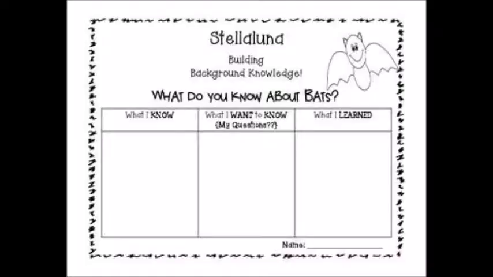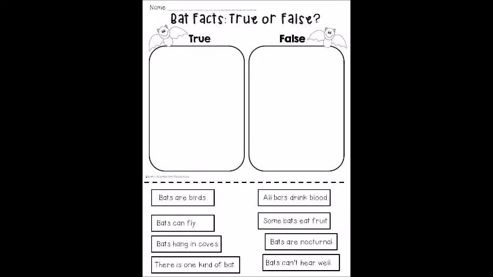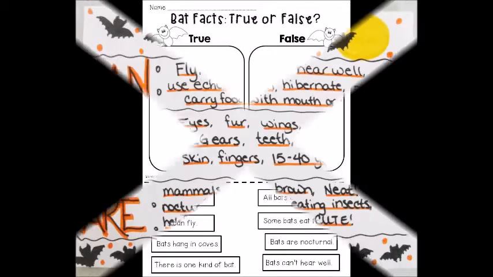Once you're done reading the book, you can do this worksheet. It's what do you know about bats? It's what they know, what they've learned, and what they want to know. There's also a true and false worksheet that you can do. It's true about bats, false about bats.